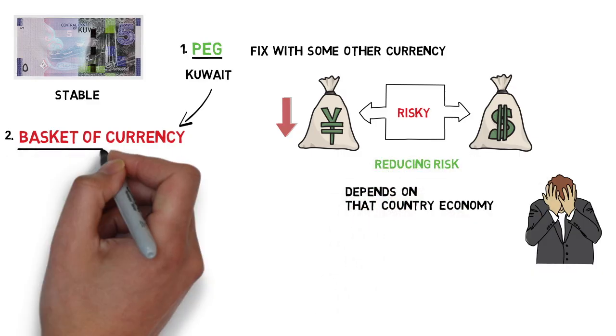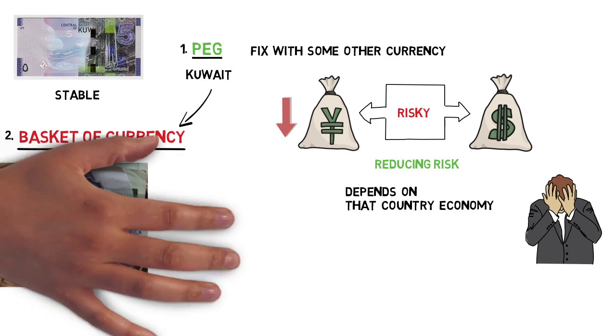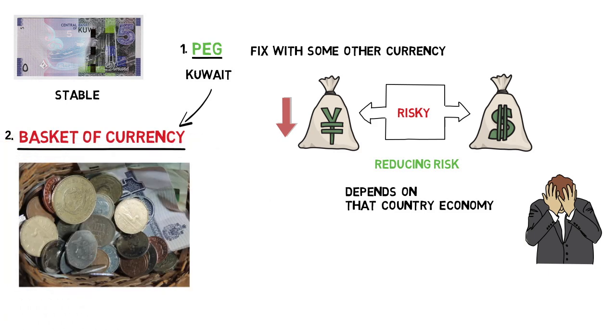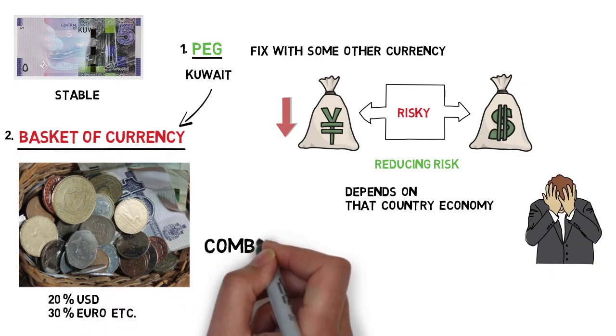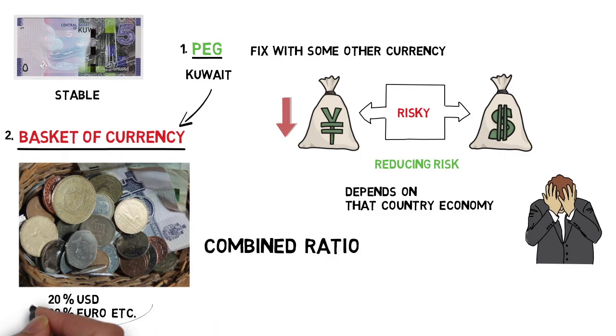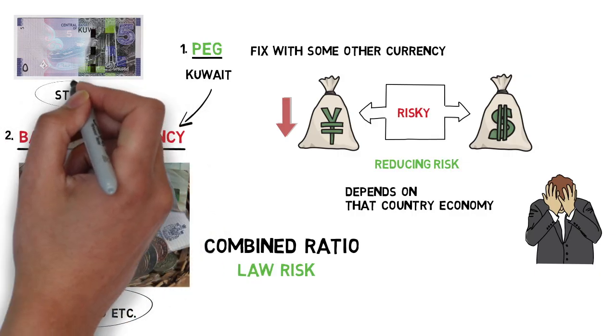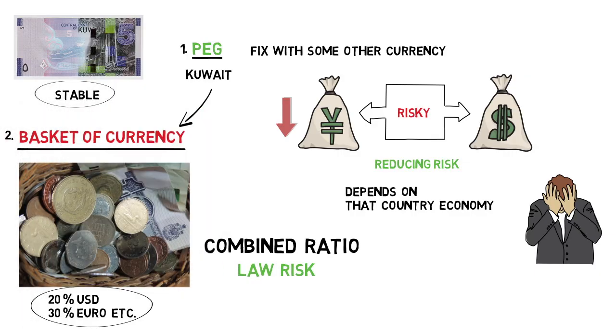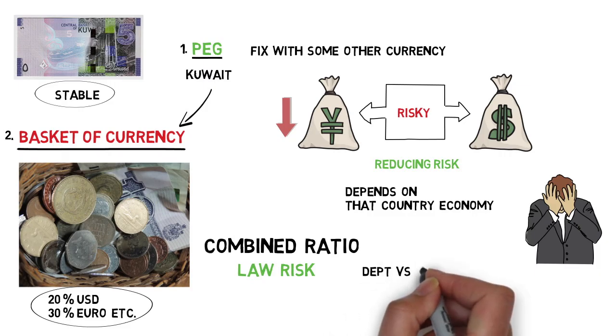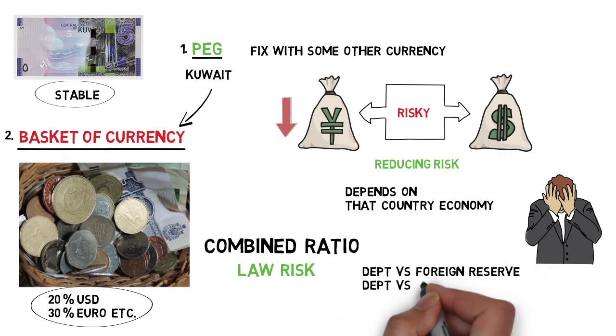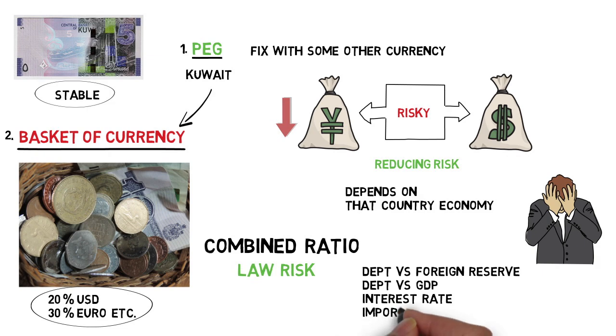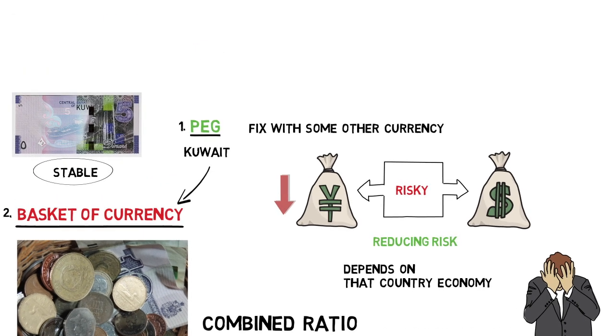Basket of currency. A basket of currencies means, imagine a basket where different foreign currencies like 20% US dollars, 30% euros, and other currencies are included in various proportions. And the value of your currency is decided based on the combined ratio of all these currencies, which reduces financial risk significantly. That's why the value of the Kuwaiti dinar doesn't fluctuate much. Apart from this, the value of any currency also depends on factors like the country's debt compared to its foreign reserves, GDP versus debt ratio, interest rates, imports versus exports, etc.